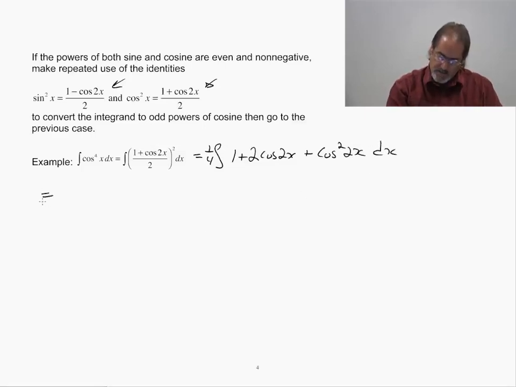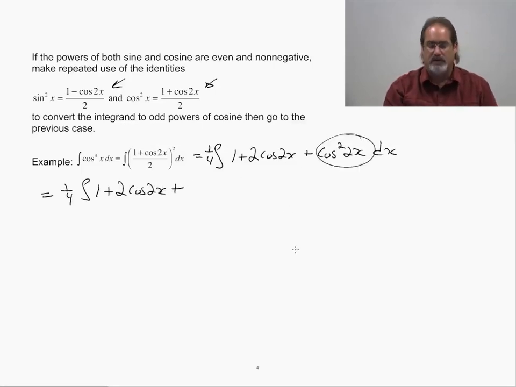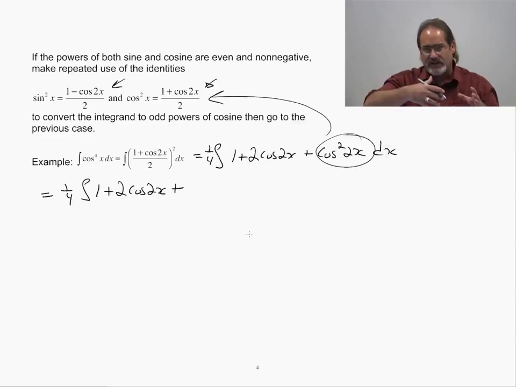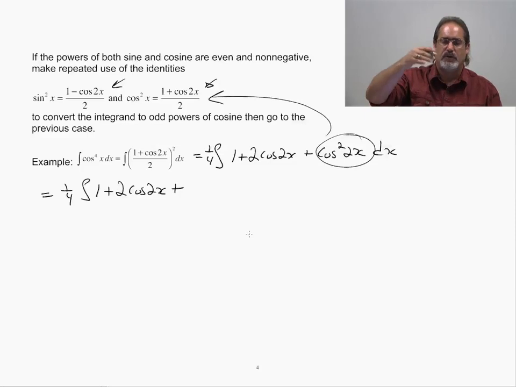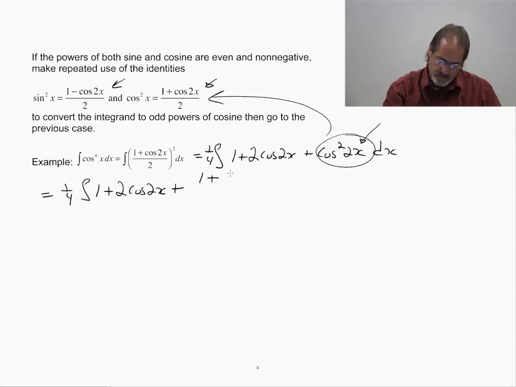So that's going to equal 1/4 times the integral of 1 plus 2 cosine of 2x plus, I have this cosine squared to deal with, so I'm going to use this identity again. So remember, cosine squared of x is 1 plus cosine 2 times x, over 2. So in this case, rather than the x, I have a 2x. So 2 times 2x will be 4x. So this will give me 1 plus cosine of 4x over 2 dx.